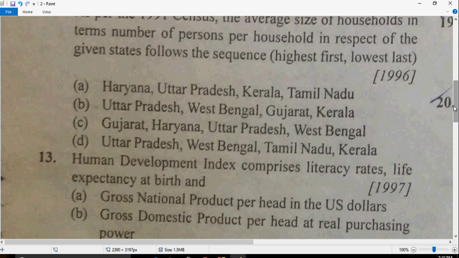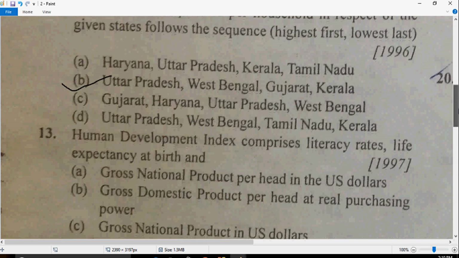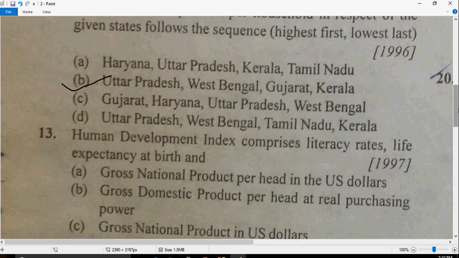Question 12: option C is going to be Uttar Pradesh, and there is no doubt, then Bengal, Gujarat and Kerala. Firstly, we have to give priority to Uttar Pradesh, because it is the largest populated state in India, so we will eliminate it here. Now it is 50-50 for West Bengal, but Gujarat is more than that, especially Kerala.